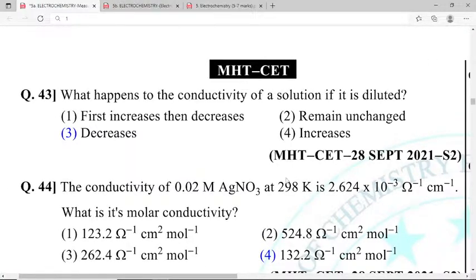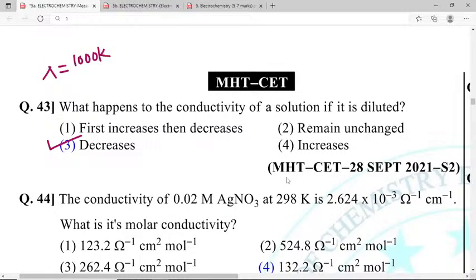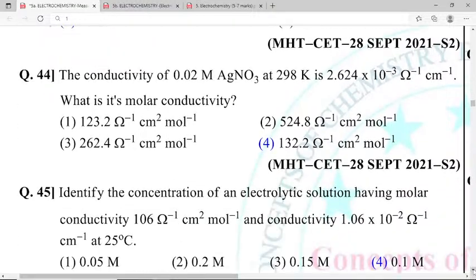What happens to the conductivity of a solution if it is diluted? It decreases. Why? Because molar conductivity is equal to 1000 K by C. So conductivity decreases if we dilute the solution, that is, when the concentration decreases.